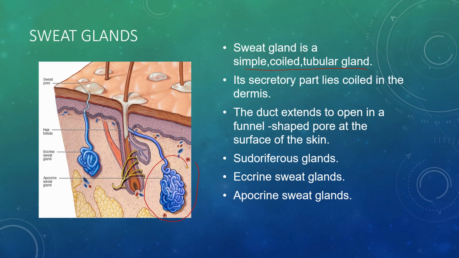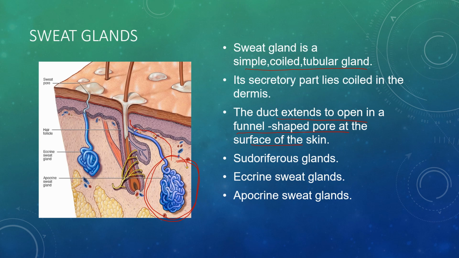See, it is a coiled organ lying in the dermis of the skin, and the duct extends to an open funnel-shaped pore at the surface of the skin. This is a coiled sweat gland opening like a funnel to the skin surface. Sweat glands are also called sudoriferous glands.